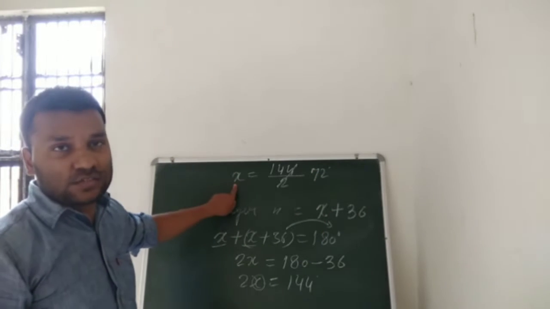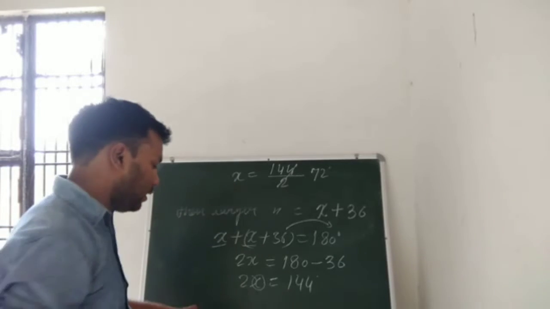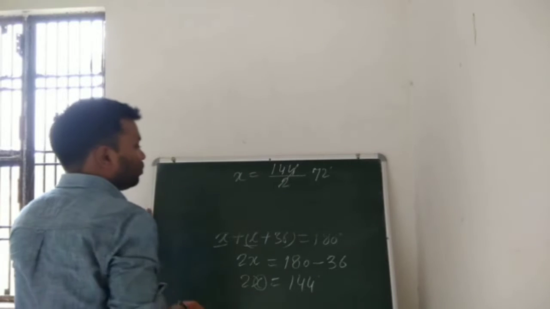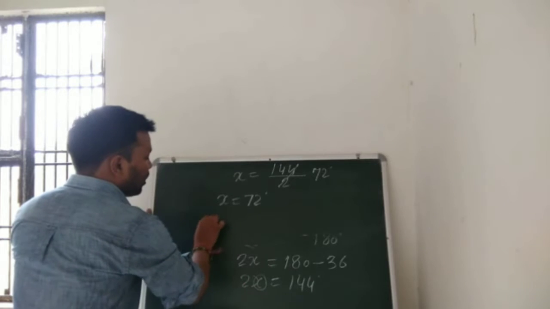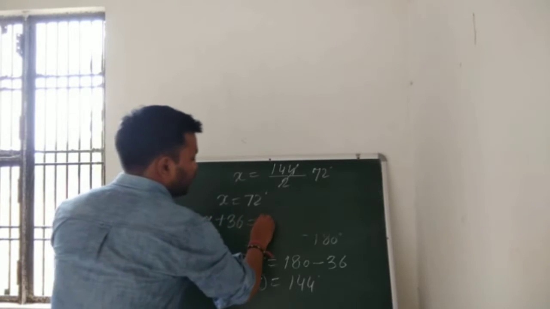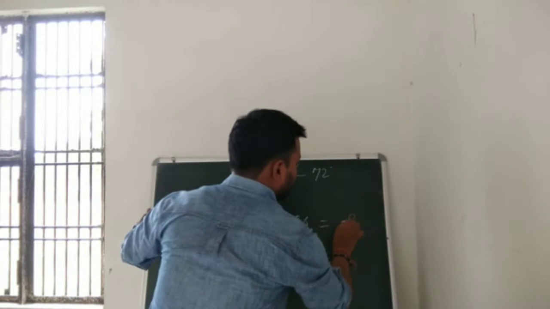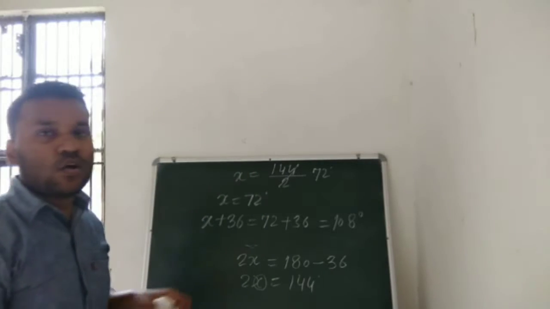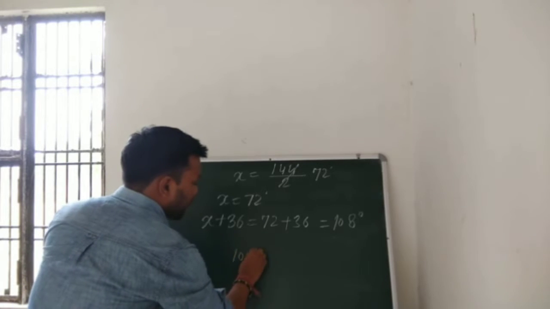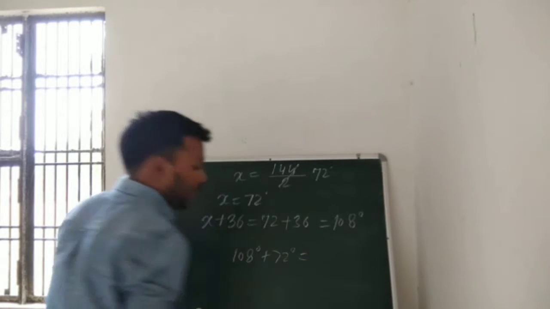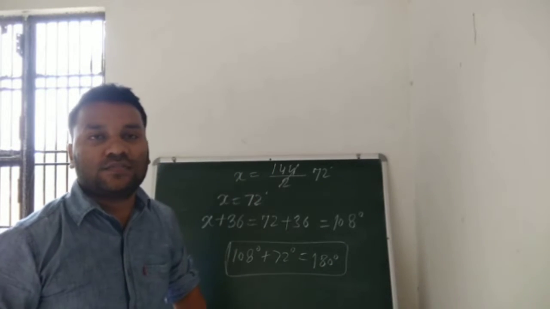Now we have the value of x, which is actually considered by us the value of the smaller angle. That is, the smaller angle is equal to 72 degrees, and the larger angle, which is x plus 36, will be 72 plus 36, that is 108 degrees. Now we can also verify our answer by adding these two values, 108 plus 72, and we will get 180, which proves that both the angles are supplementary to each other.